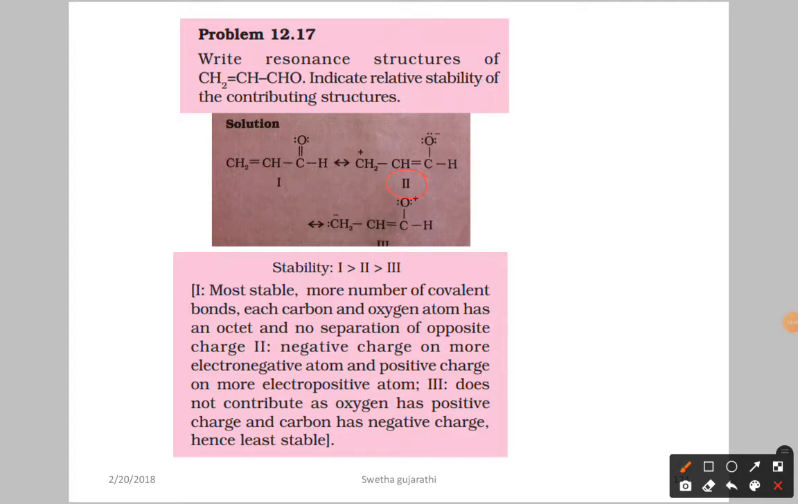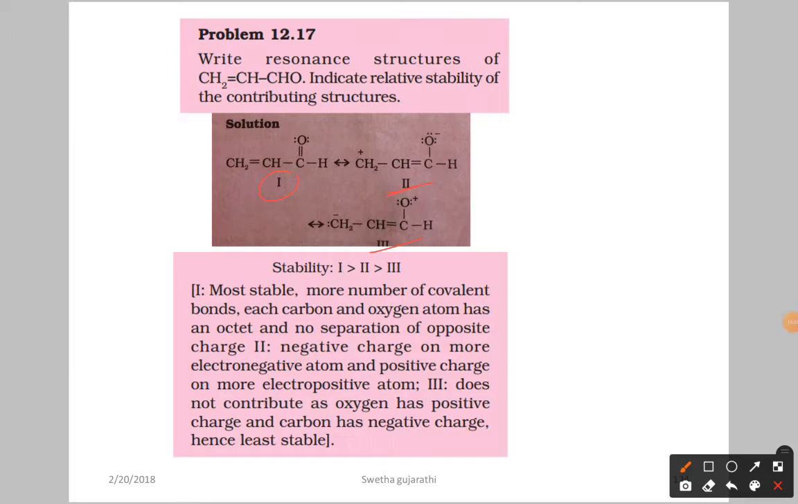Next, I am shifting this electron pair to this carbon atom. After this, I shift the pi electrons to this oxygen atom. So this carbon is going to get the negative charge. Now this single bond is converted into a double bond, and the double bond is converted into a single bond. Once this double bond is not there, the oxygen is going to get a positive charge on it. So here we have three structures: first, second, third.